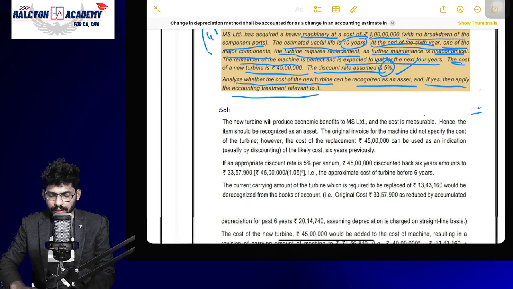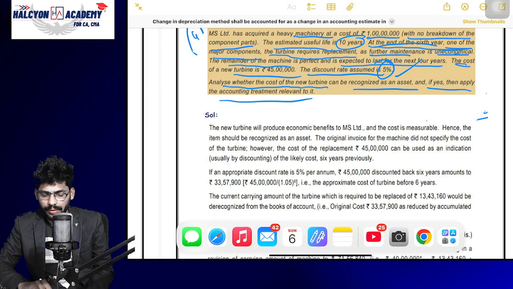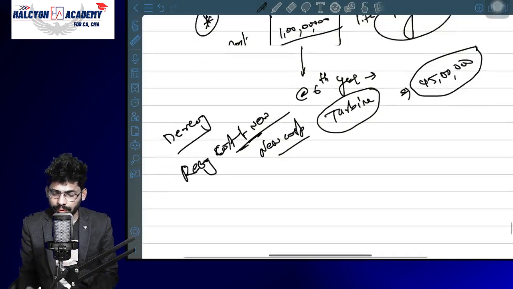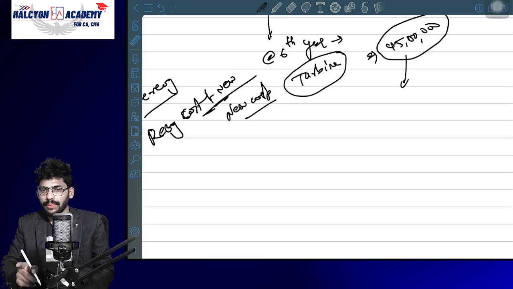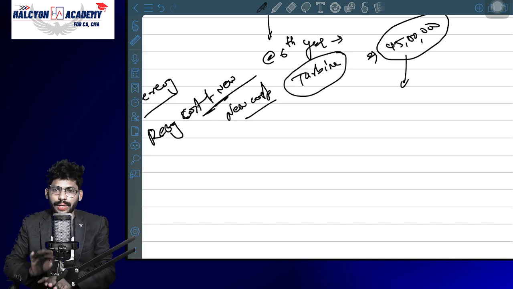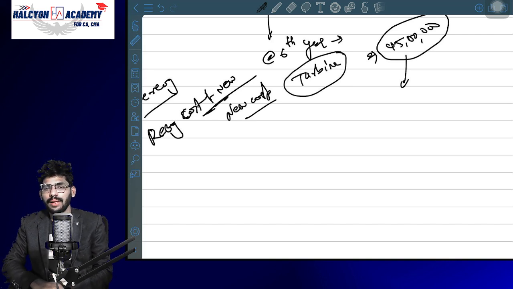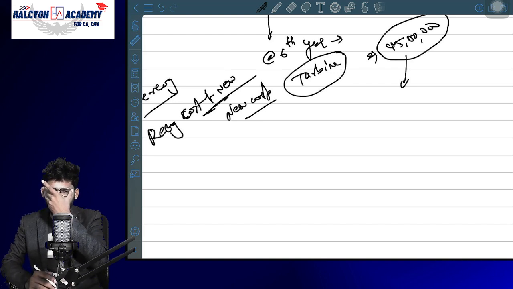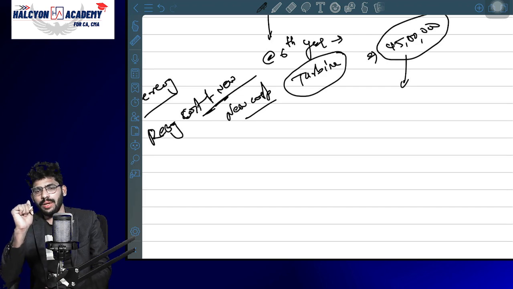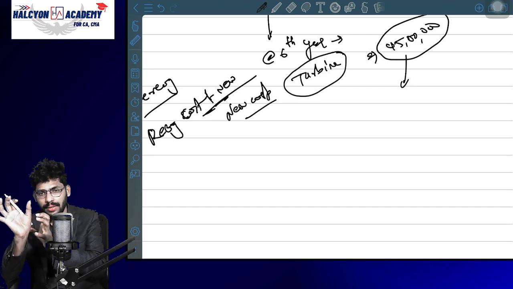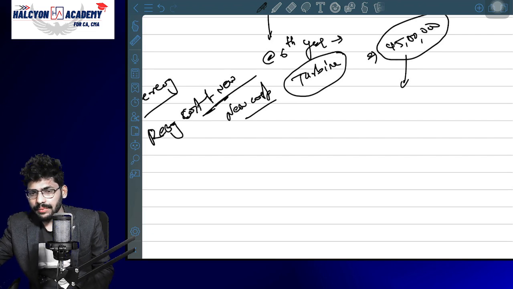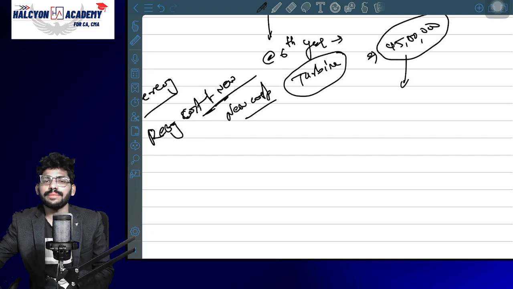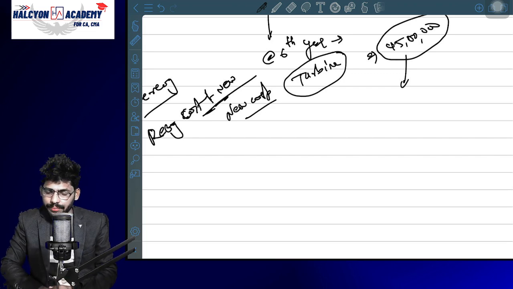See guys, please use your common sense. In this case, we need to use common sense. Sir, if you purchase at the end of the sixth year, what is the cost of the new PPE? 45 lakhs, correct or not? That is today, sixth year ending. My question is, what should be the cost of the PPE, that turbine part, before 6 years? Can you try to tell, please?